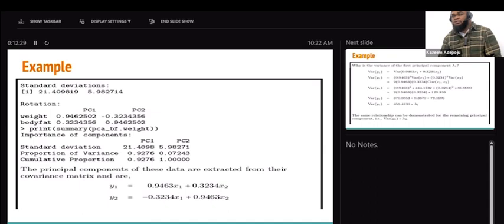But let me tell you, based on the threshold of at least 80%, I'm basically going to go with the PC1. I will eliminate PC2. I'm not interested in the PC2, because using a threshold of at least 80%, the PC1 is already 92.7%. Take a look at that.